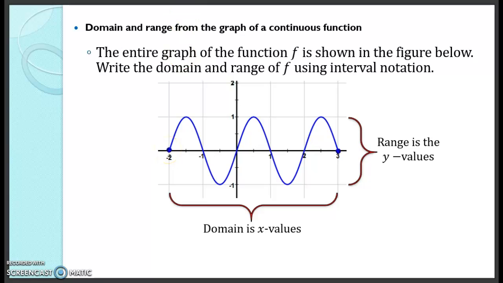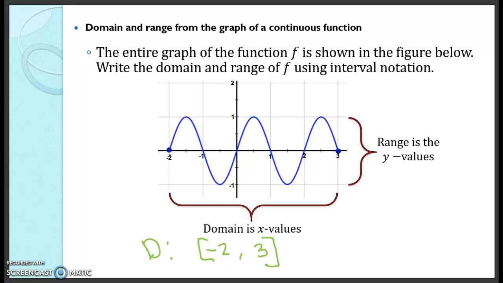Now this is a continuous function. So every single one of these x values in between is an input that we can put into our function. So the domain, our x starts at -2 and it goes to 3. Now this is not correct though, because I need to include -2 and 3 into my answer. So the domain for this function goes from -2 all the way to 3.